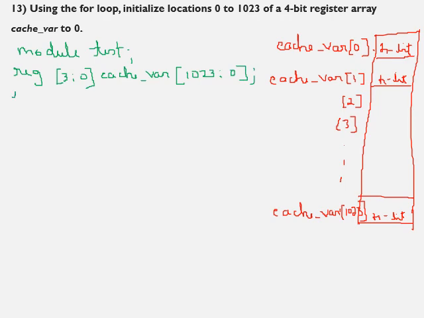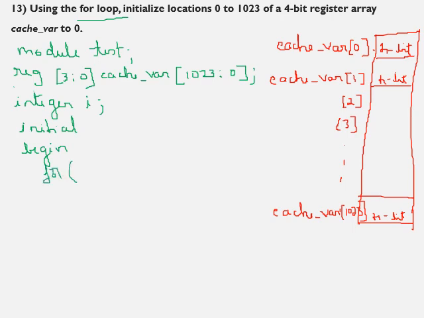Then I will have the initial block. Sorry, before that I need some counter variable, since I will be using a for loop. So I will declare the counter variable i as integer. Now I will have the initial block where I will do the actual initialization. So here I will put a for loop.